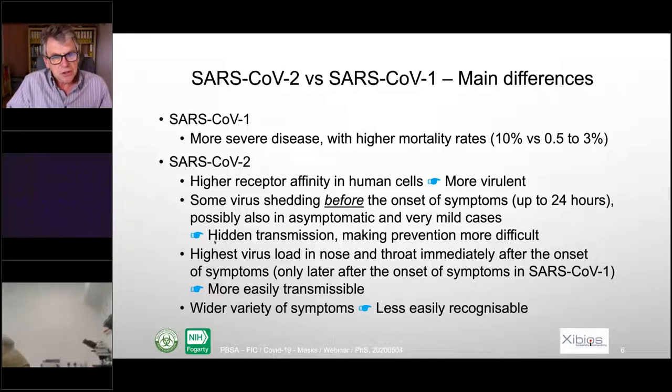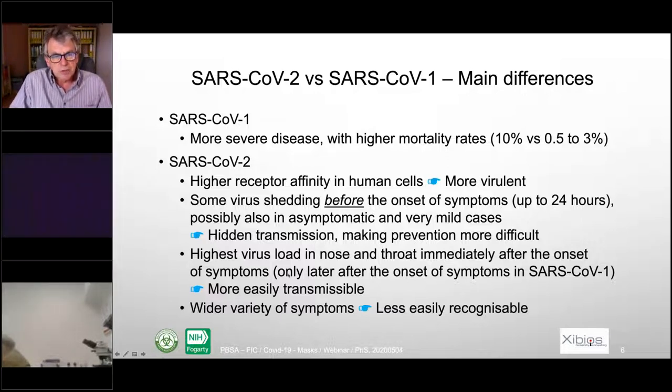Then the new coronavirus also seems to have a higher receptor affinity in human cells. So it is able to colonize human cells in a more efficient way. So it's more virulent. And colonization of cells starts with the nose and throat.